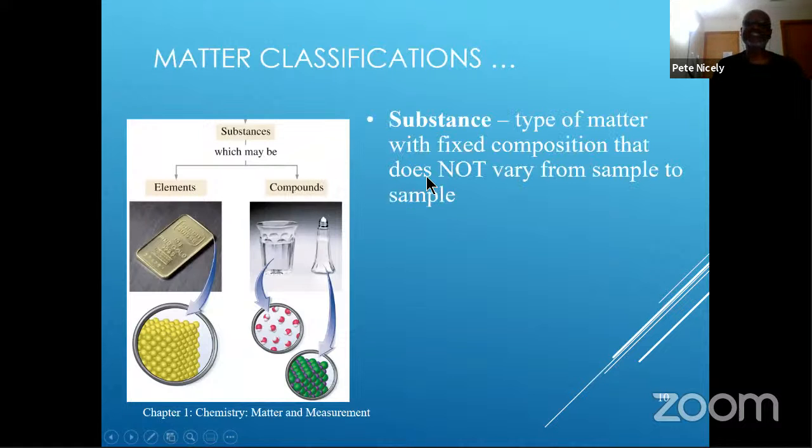Firstly, let's talk about substances. A substance is basically a type of matter that has a fixed composition that does not vary from sample to sample, all right? So for example, H2O is a pure substance because water has two components, hydrogen and oxygen. And if I remember correctly, oxygen is about 88% by mass of water, and hydrogen is about 11 or 12% by mass. And that is fixed for water, right?